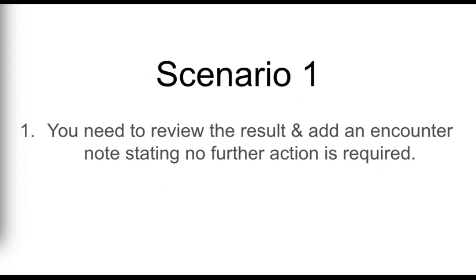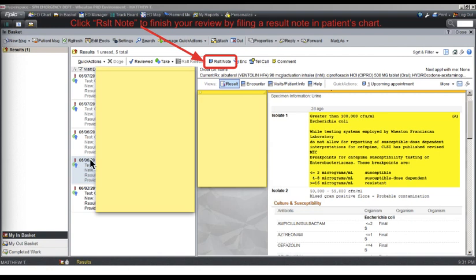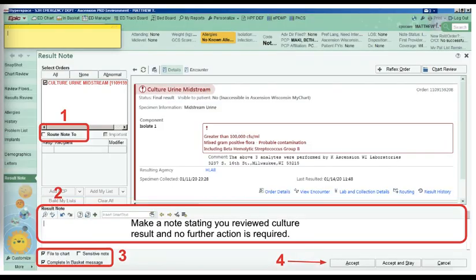We need to review the result and add a result note. So make sure we have our patient selected. We've already checked that they've gotten the appropriate antibiotic. We just file a result note by clicking here. Get a very busy screen.